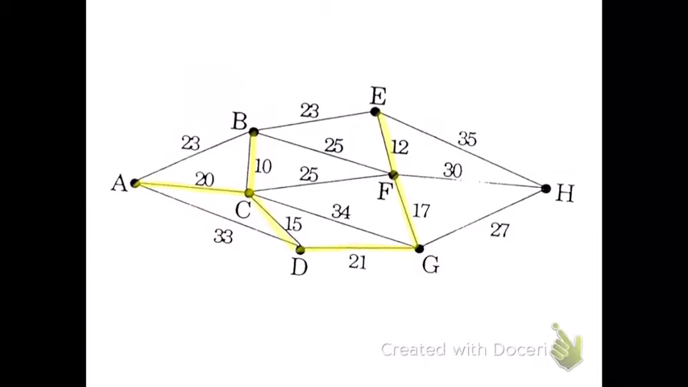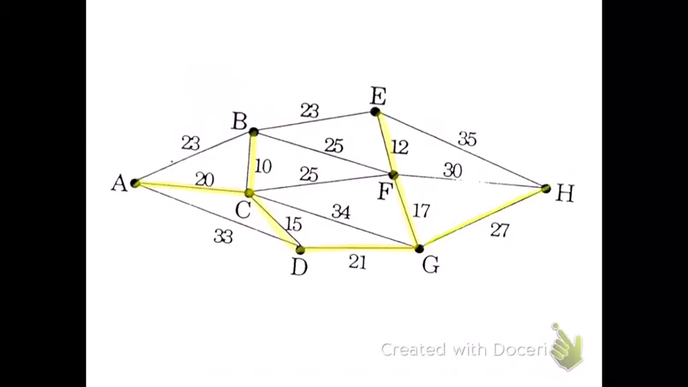And now I get my first little problem. The next smallest number is a 23. But if I select this one, I make myself a cycle, which I'm not allowed to have. What about this one? Once again, that will make a cycle. So I can't have that one either. So I can't highlight the 23s. For the same reason I can't highlight the 25s, because that would also give me a cycle. So the next highest number is a 27.